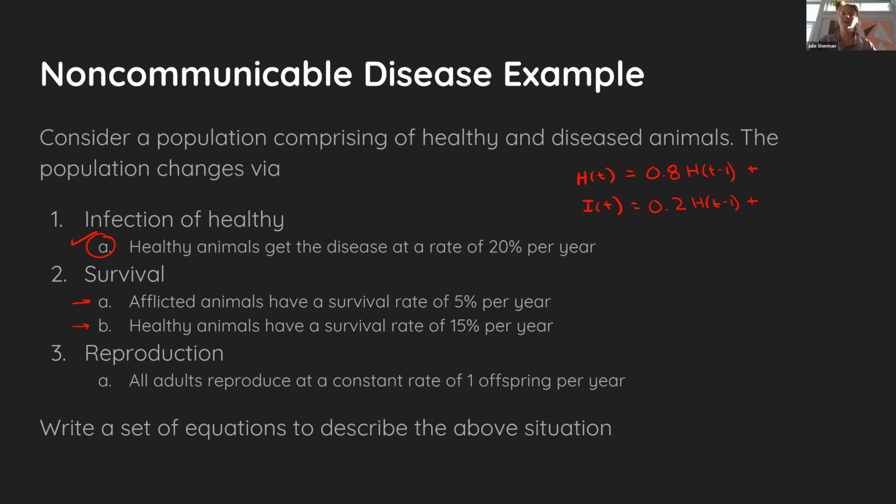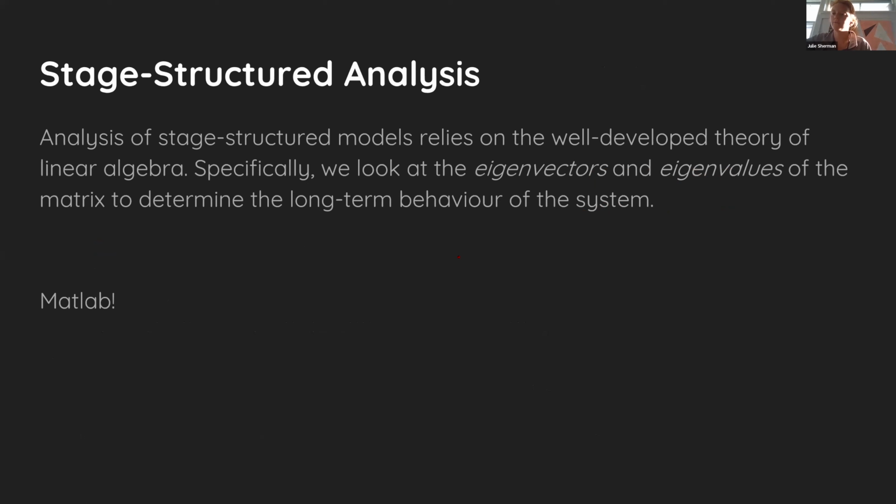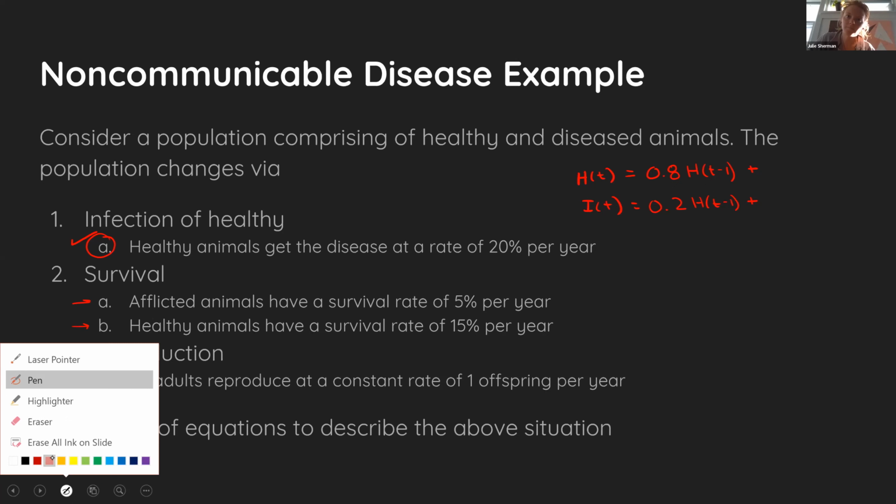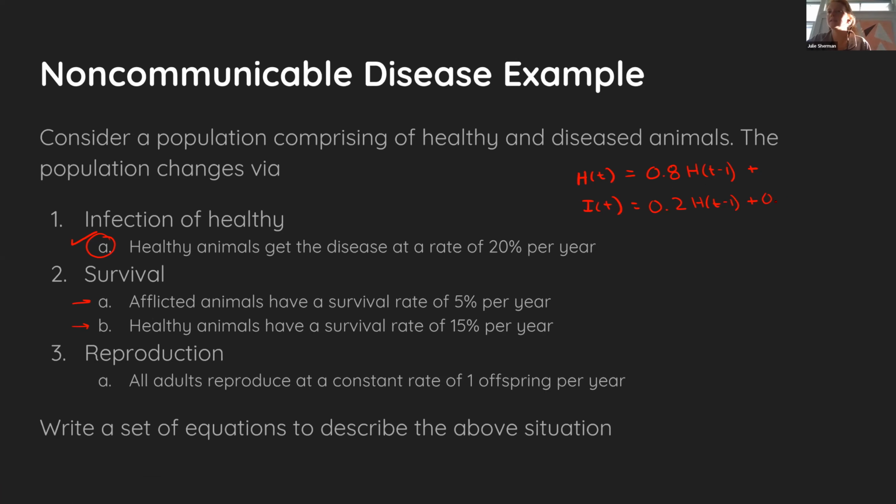So when we're talking about survival, the afflicted animals, those are infected, right, have a survival of 5% per year. So the only ones that survive on to the next time point are, oh no, let me get my pen back, excuse me. So that will be plus 0.05 infected at T-1. Similarly, the healthy survive at 15% a year, that's going to be 0.15 healthy T-1.